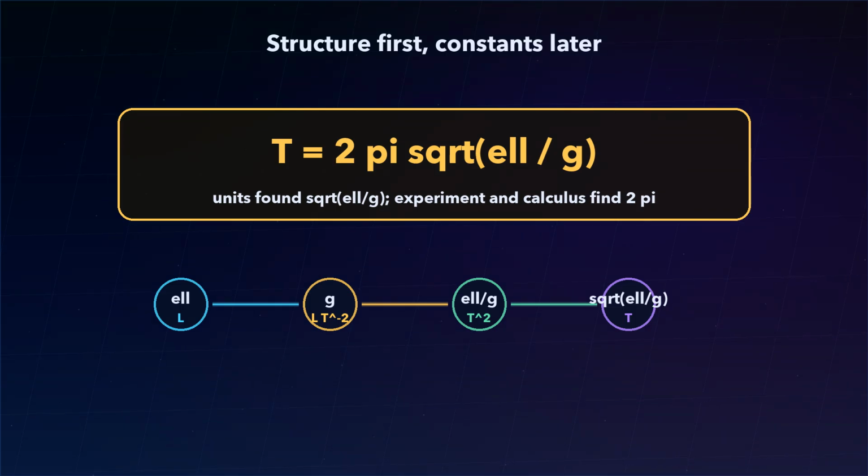It also catches nonsense. If a proposed pendulum formula contains mass, units say no. Mass has nowhere to cancel, so for small swings the period cannot depend on the bob's mass.